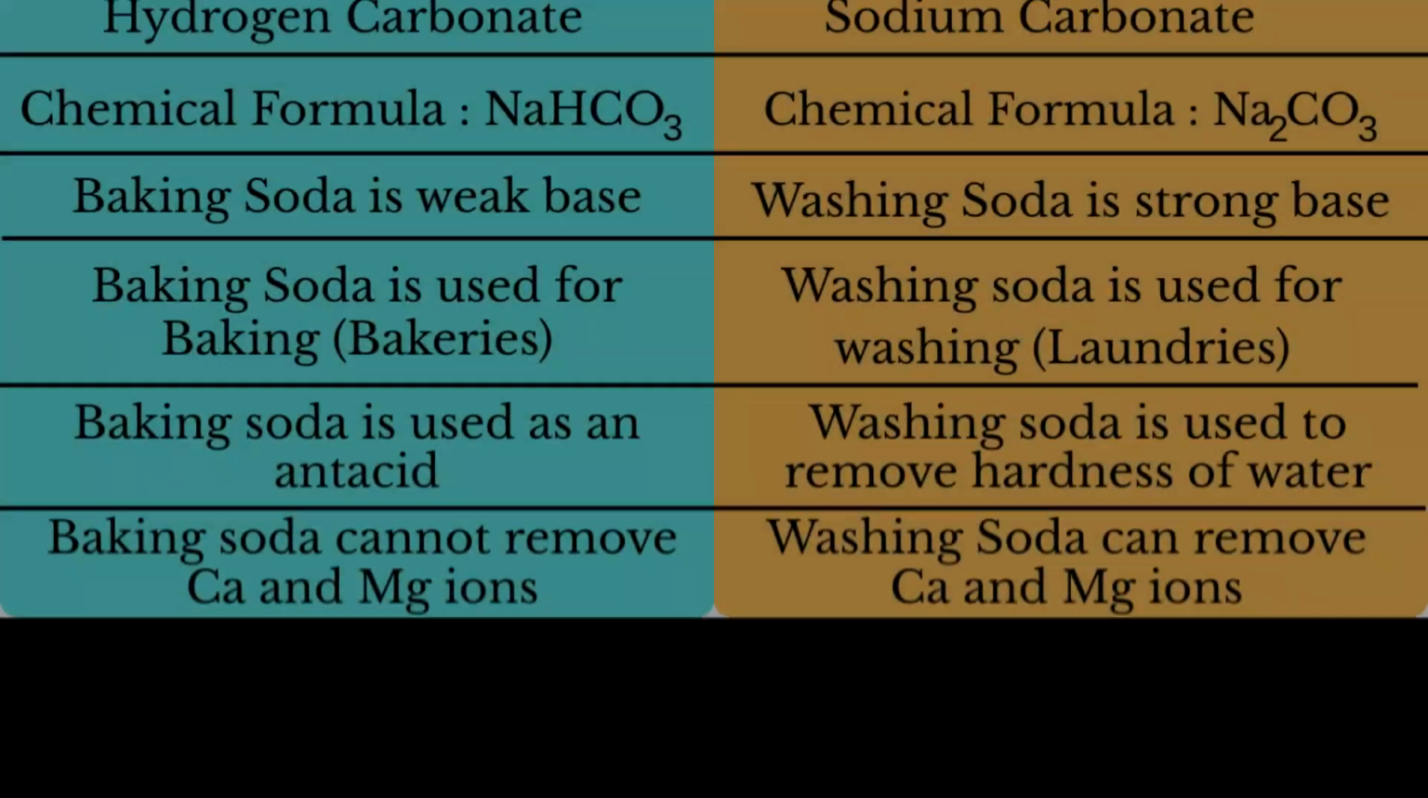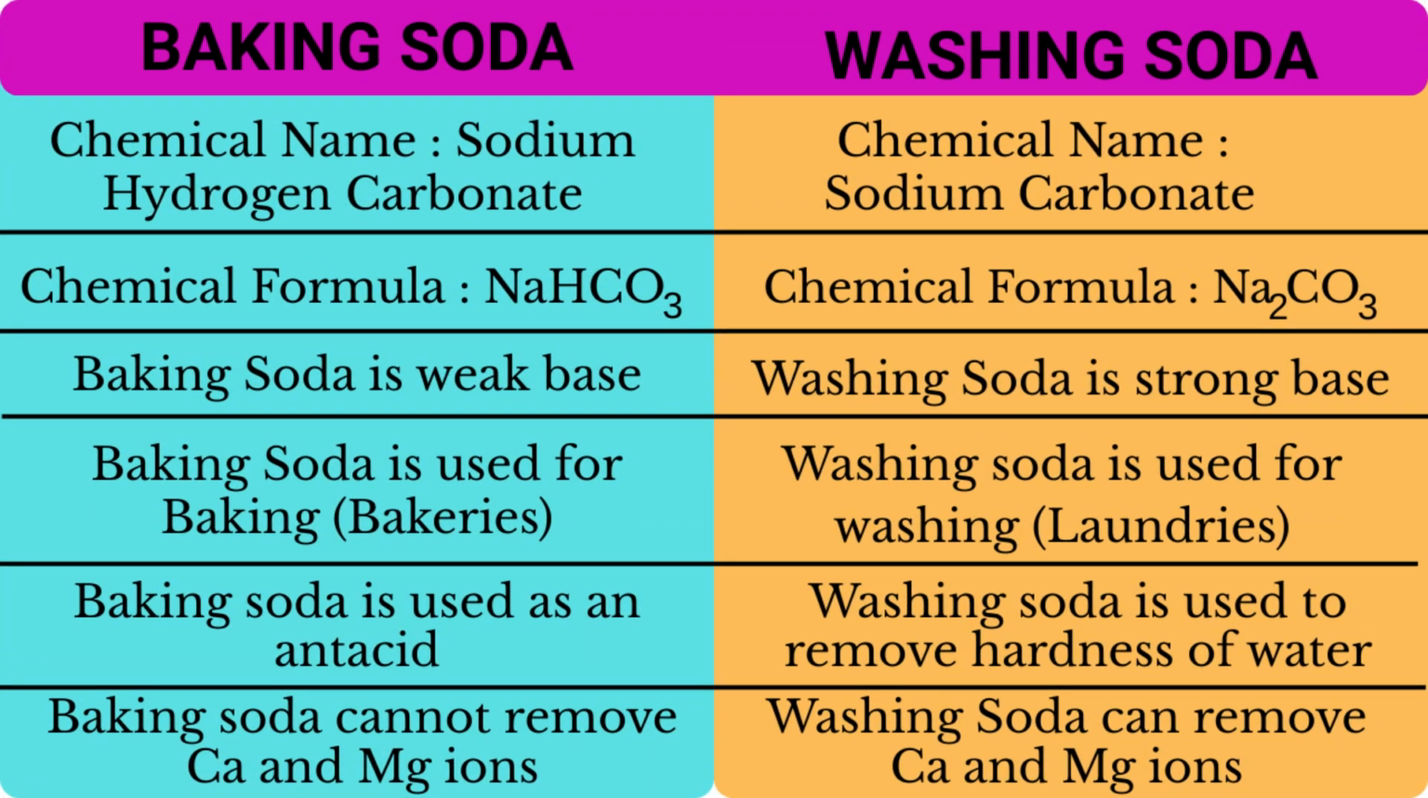You can write one more point here that baking soda we cannot use to remove the hardness of the water. While washing soda, yes, we can use to remove the hardness of the water, because washing soda helps to remove the calcium and magnesium ions which are responsible to make the water hard. So if you mention these points in your answer for this question, that is difference between baking soda and washing soda, I assure you full marks for this question.